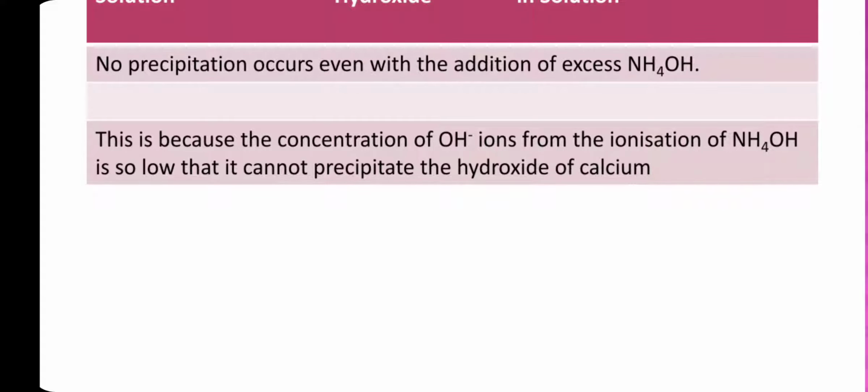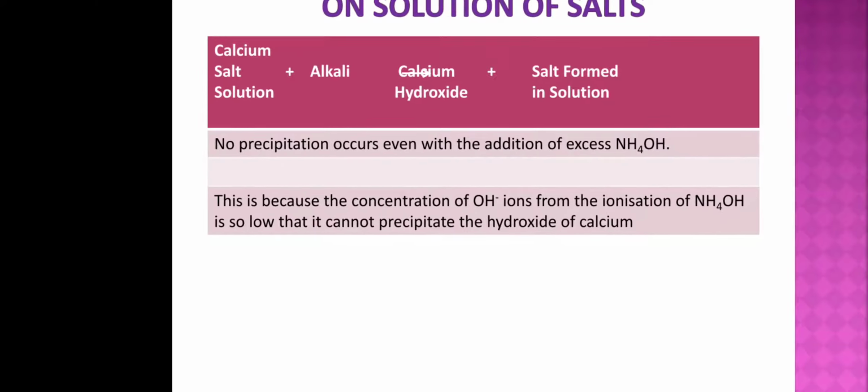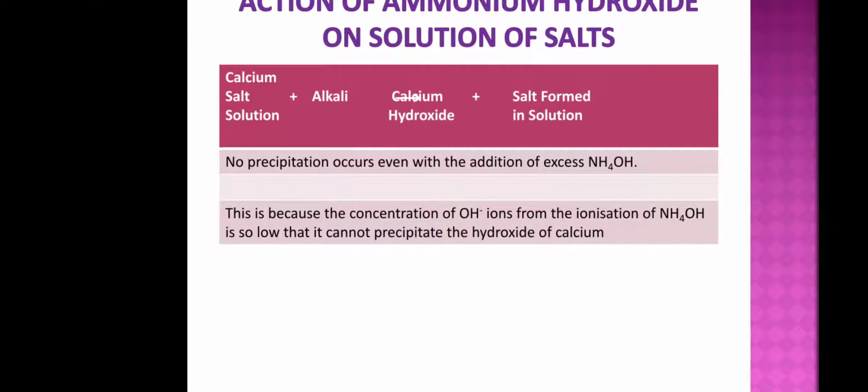Now why does this happen? This is because the concentration of hydroxide ions from the ionization of ammonium hydroxide is so low that it cannot precipitate the hydroxide of calcium. The OH concentration levels are very low here, so that's the reason it cannot give us any precipitate.